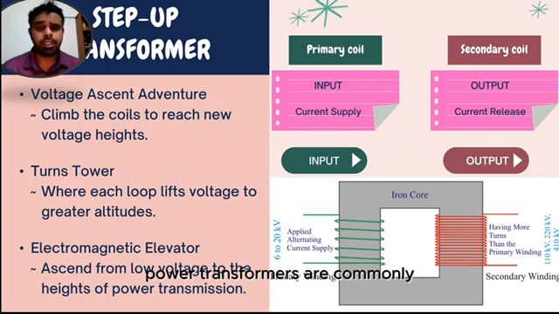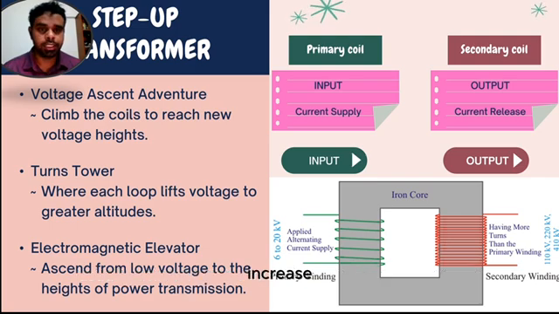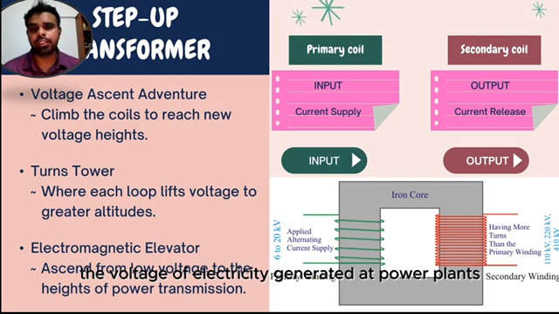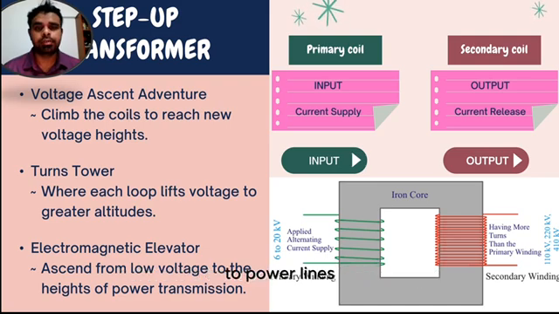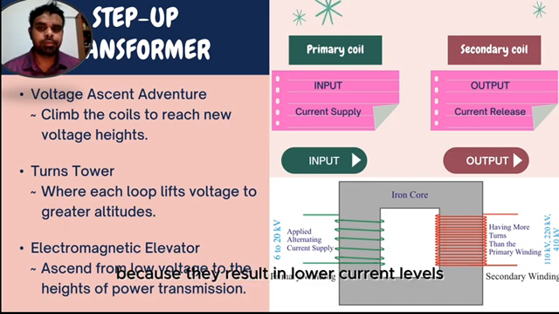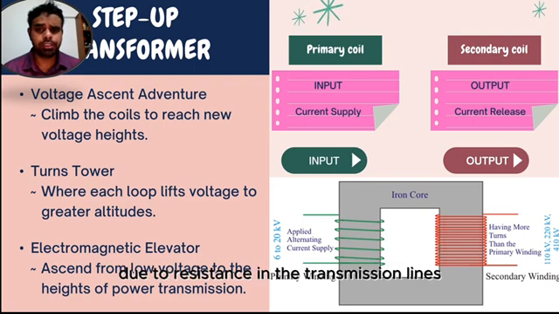Step-up transformers are usually used in power transmission systems to increase the voltage of electricity generated at power plants before it is transmitted over long distances through power lines. Higher voltages are preferred for long-distance transmission because they result in lower current levels, reducing energy losses due to resistance in the transmission lines.